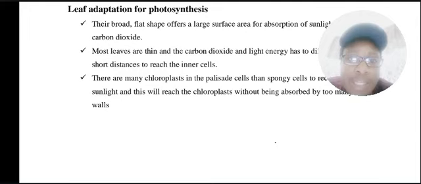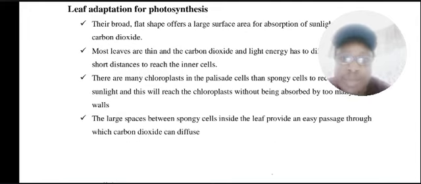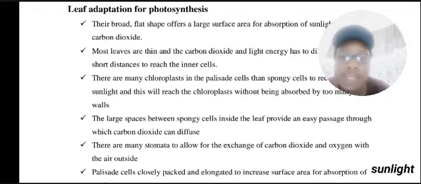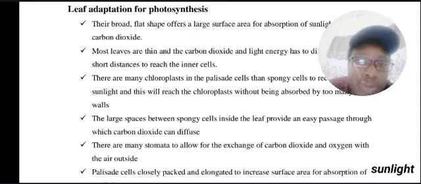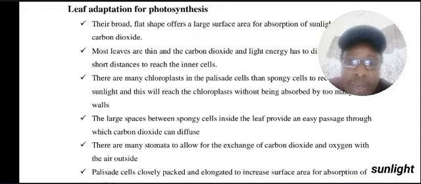Remember, those spongy cells are spaced to allow for the easy diffusion. Large spaces between the spongy cells, as we are saying. Then what is another adaptation? There are many stomata pores for the exchange of carbon dioxide and oxygen with the air outside. So remember, photosynthesis also produces oxygen, so there is a gaseous exchange that takes place. Carbon dioxide enters whilst oxygen is leaving these cells. And we have palisade cells that are closely packed and elongated to increase the surface area for the absorption of what? Sunlight.